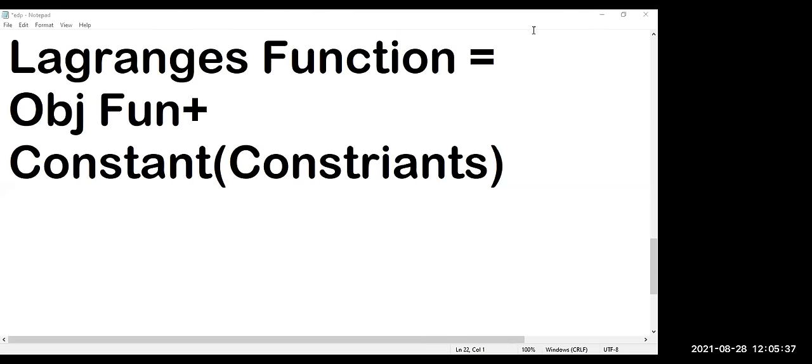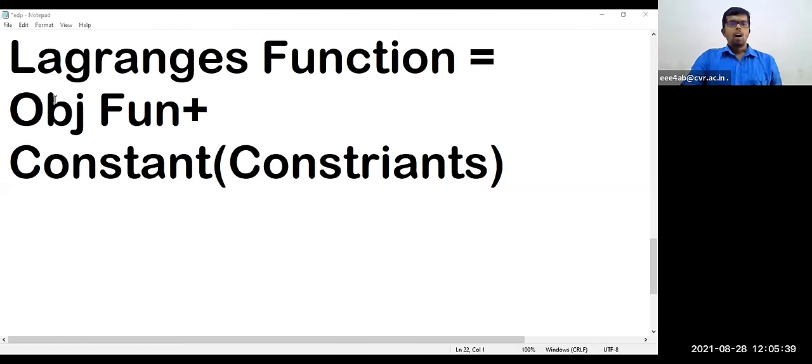So Lagrange's function is defined as objective function plus some constant into constraints. So here the objective function, I already told, is to minimize the total fuel cost. The constant, I am taking as lambda, plus the constraints, the power balance constraint.